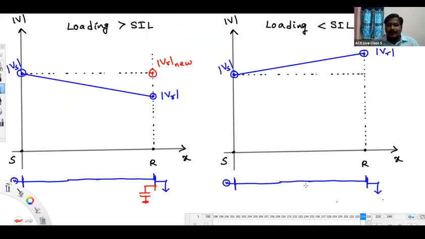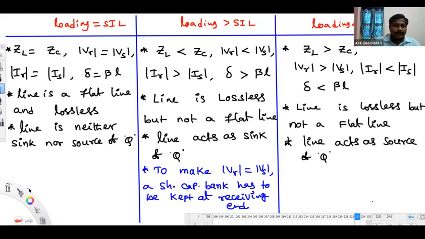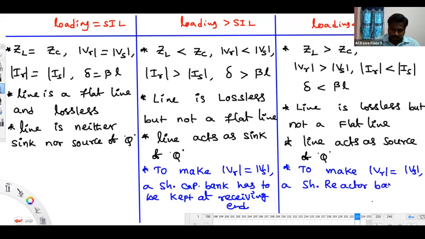In a similar way, here, in order to make this VR value equal to Vs, it's a VR new, I'm calling. So I have to keep one shunt reactor bank at the receiving end side. In this case, to make mod VR equal to mod Vs, a shunt reactor bank shall be kept at receiving end side.